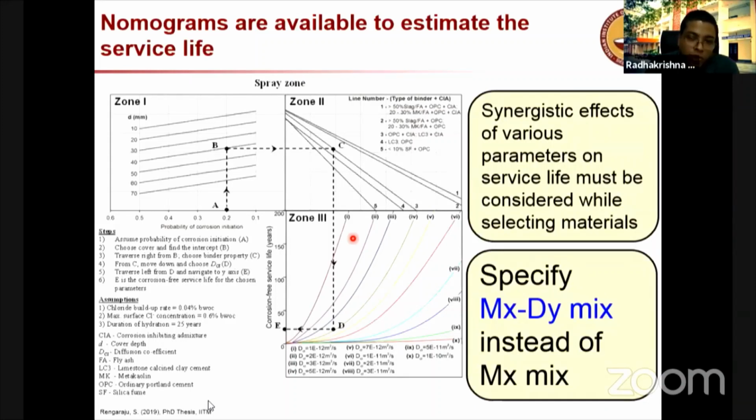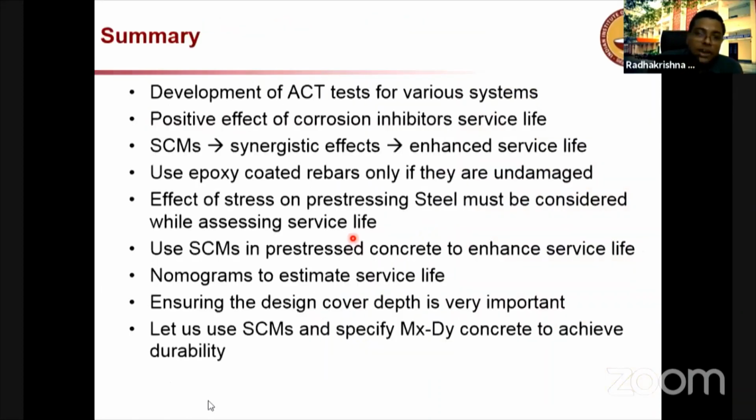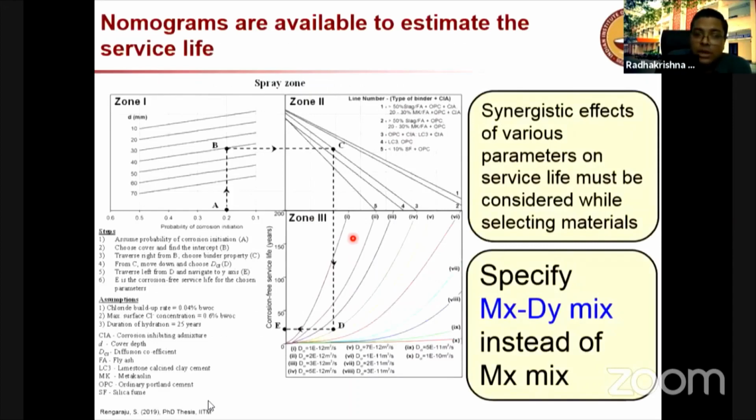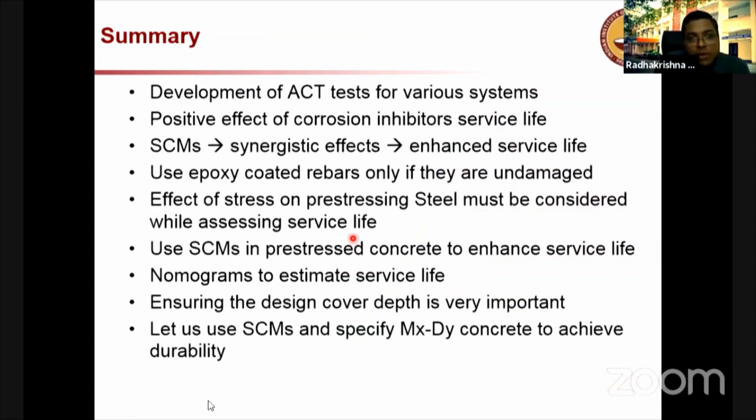So the one word, if you want to remember for today, is I would say that let's start specifying MX-DY concrete, a parameter which represents the target diffusion coefficient. To summarize, we developed some test methods, and we found positive effects of corrosion inhibitors and SEMs. When you use them, we have to look at the synergistic effects, not only their effect on the chloride threshold, but also on the diffusion coefficient.